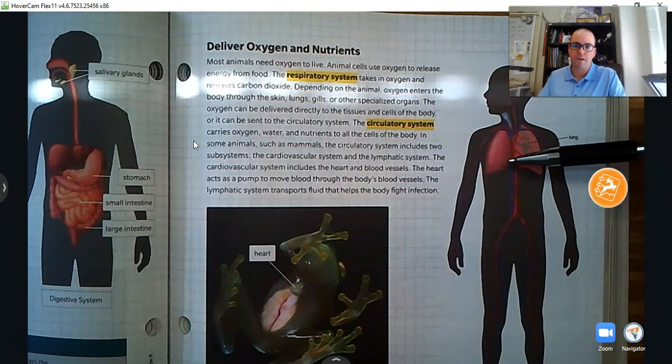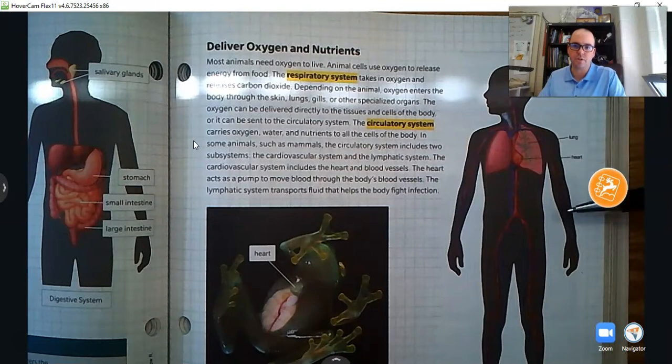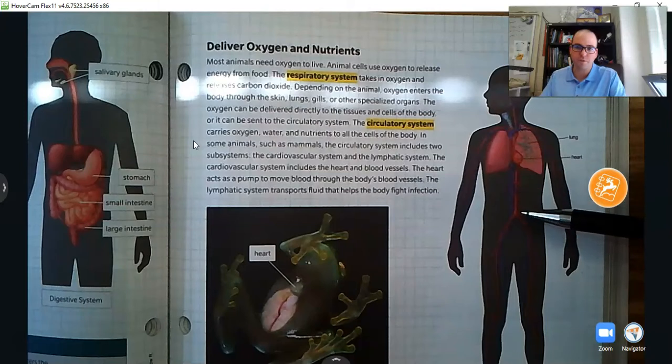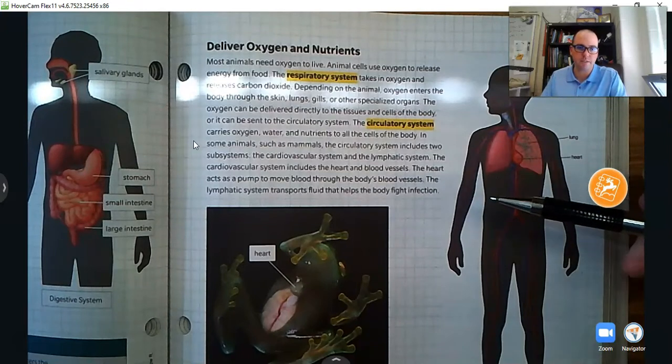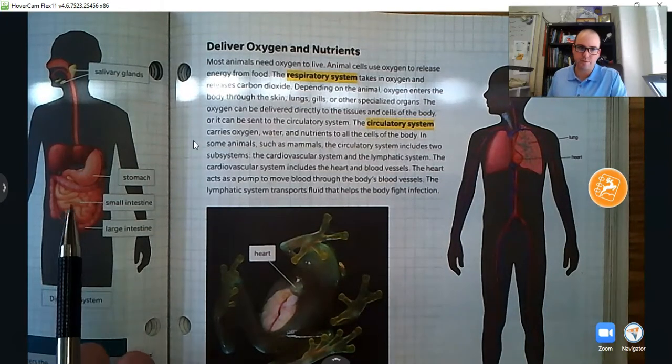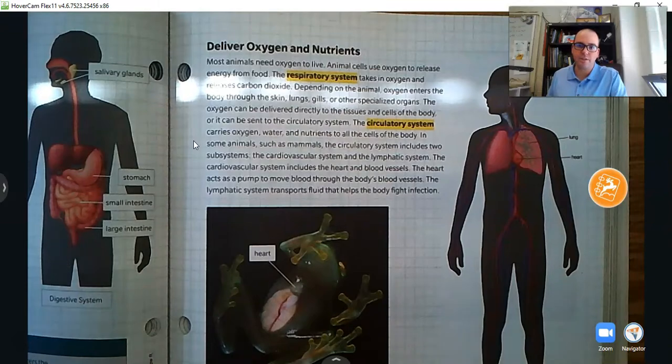As the heart pumps blood, it picks up oxygen from your lungs and delivers it to the cells of your body, and it picks up carbon dioxide and delivers it back to the lungs, and you can breathe that out. The circulatory system also picks up nutrients from your digestive system and delivers those nutrients to the rest of your body as well.